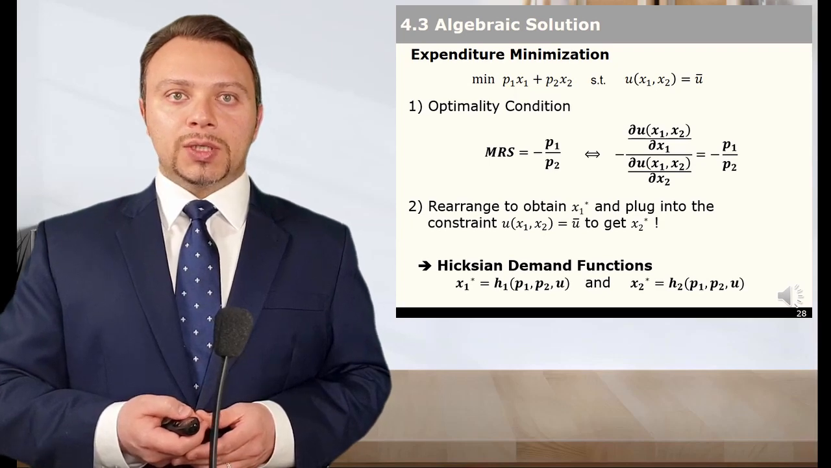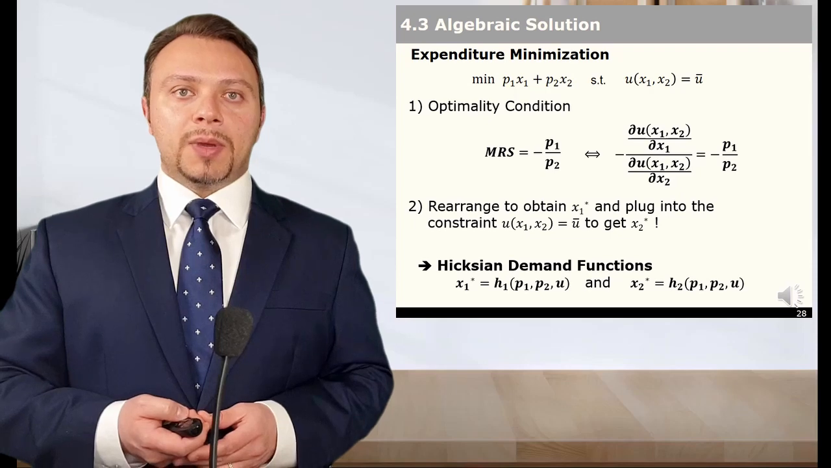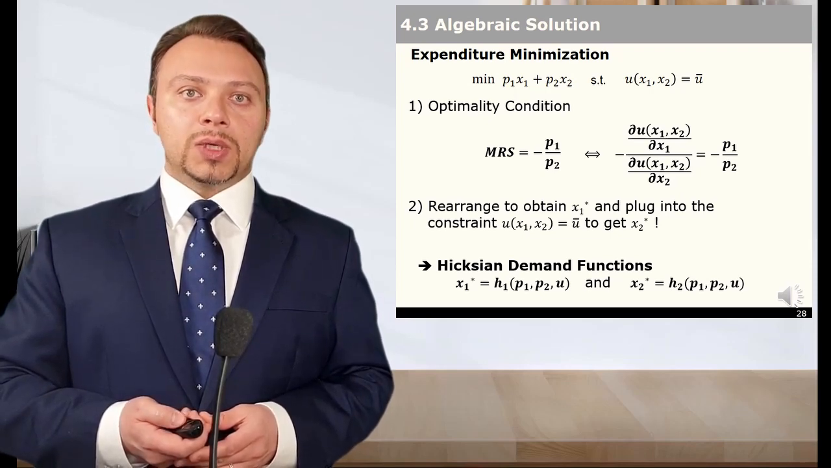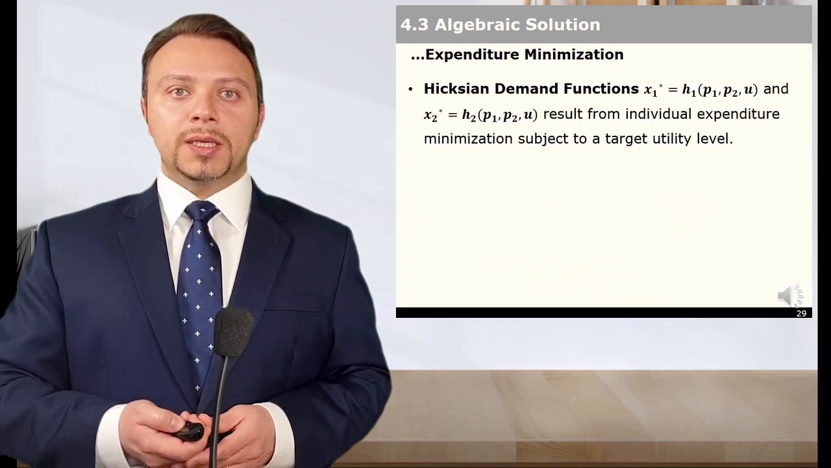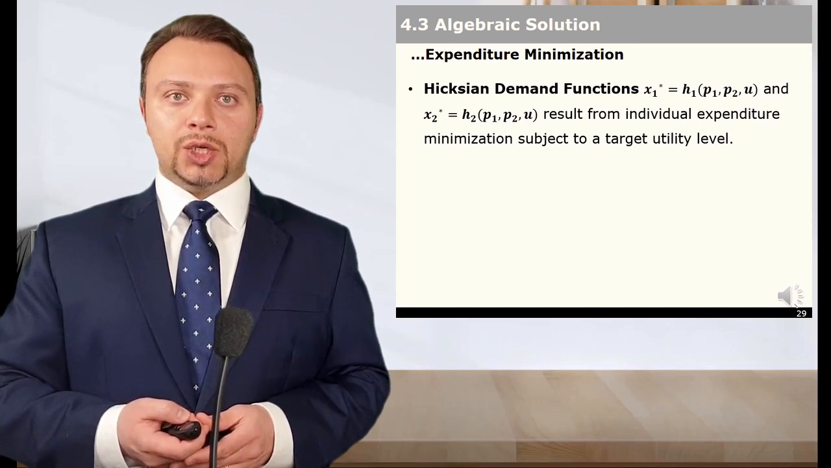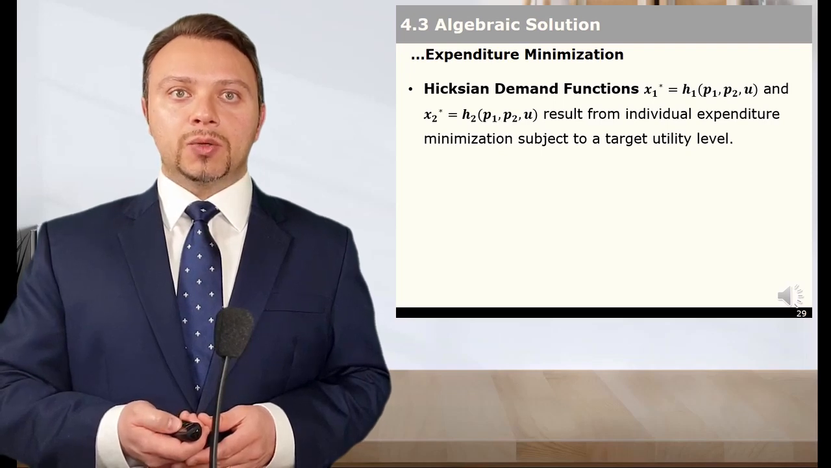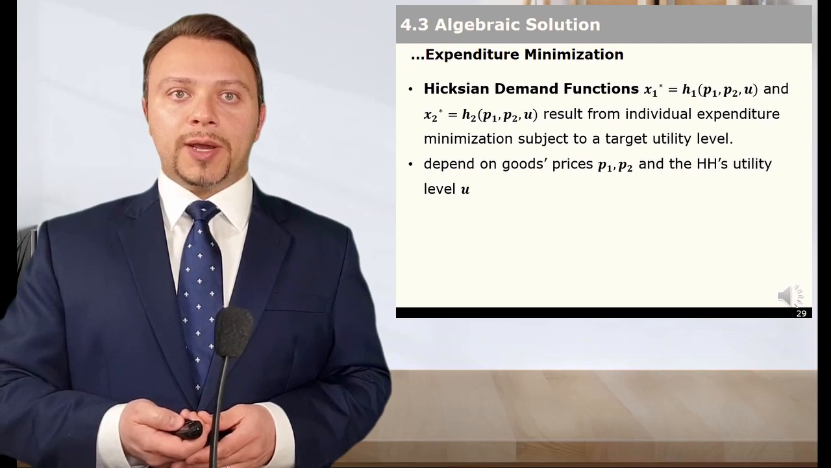Hicksian demand functions are different from the Marshallian demand functions because they depend not on m, but on the utility u. The Hicksian demand functions result from the individual expenditure minimization behavior of a certain household, subject to a target utility level. They always depend on the prices P1, P2, and on the household's utility u.